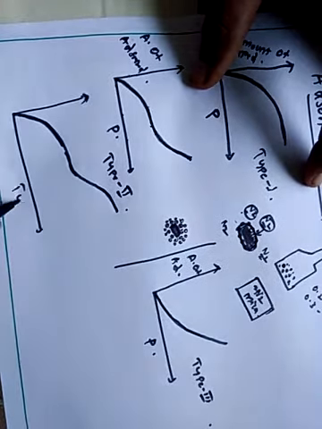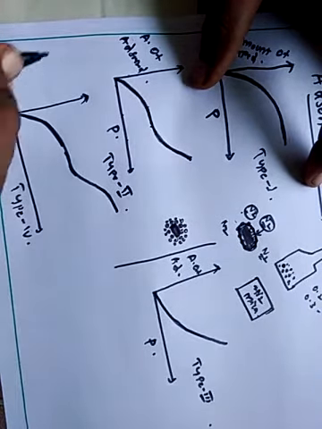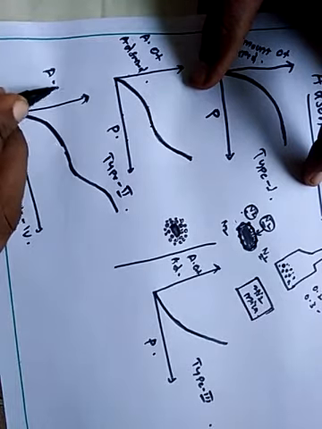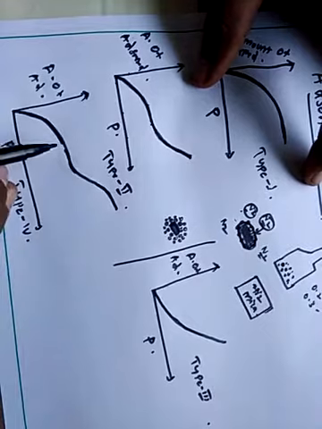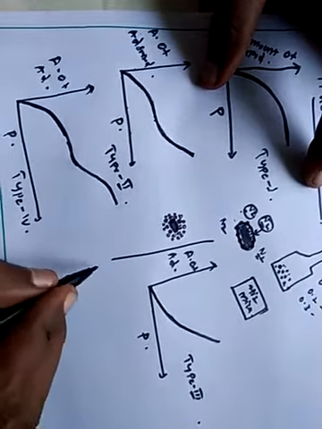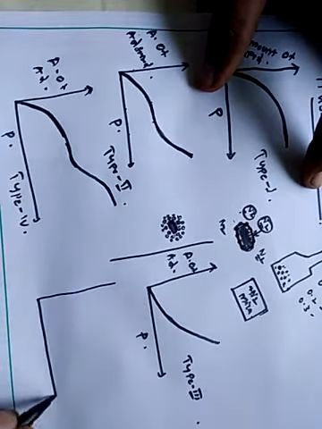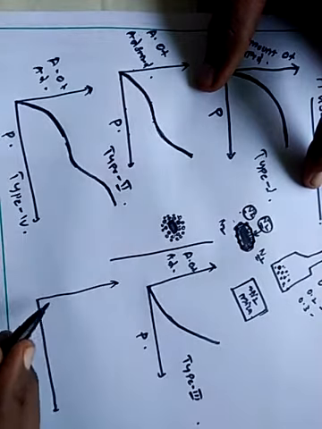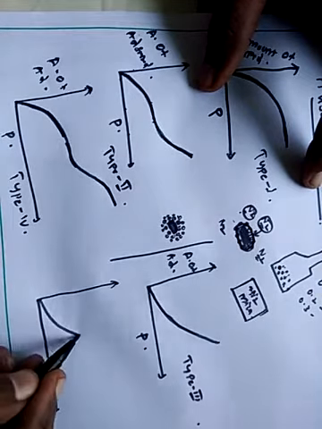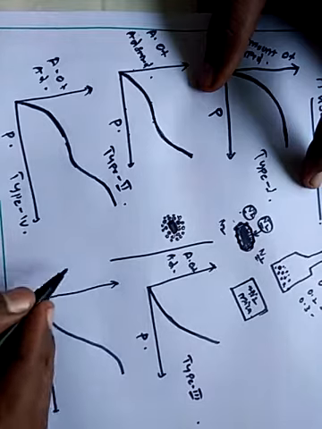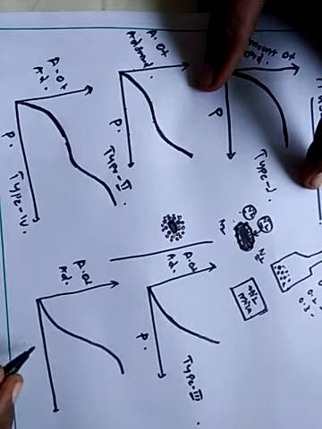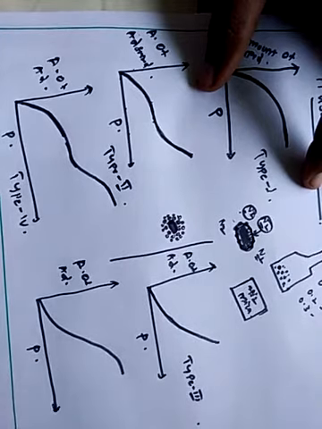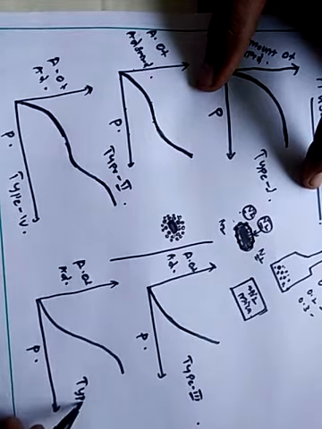This is type 4, with the amount of adsorbed material and the pressure on the x-axis. So this is the 4th type of curve. This is the 5th type of curve. Amount of adsorbed material on the y-axis and pressure on the x-axis. This is the 5th curve, type 5.